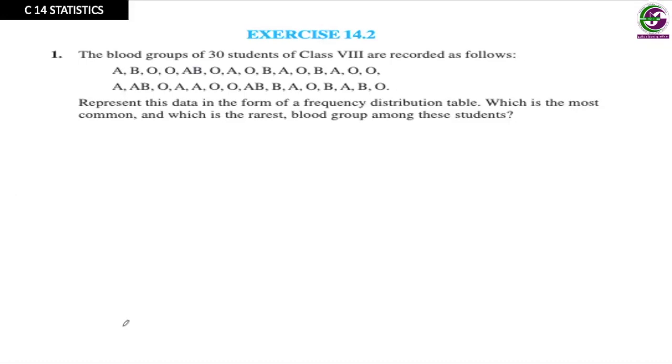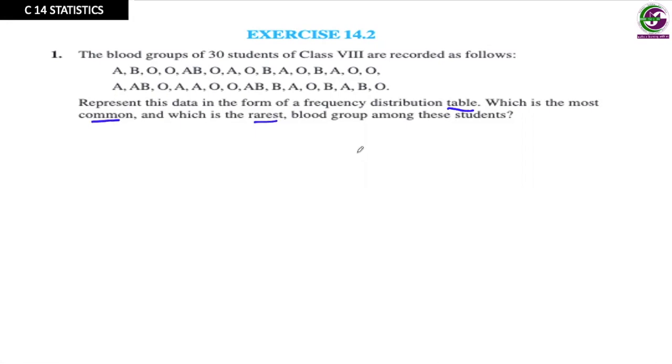The blood groups of 30 students of class 8 are recorded as follows. You know, the blood groups are A, B, O, AB. And of course, we have positive and negative, but disregarding the signs, this is how it is recorded. Now we have to arrange them in a frequency table. So this is the first part of the question. And then we have to analyze the most common blood group and the rarest blood group.